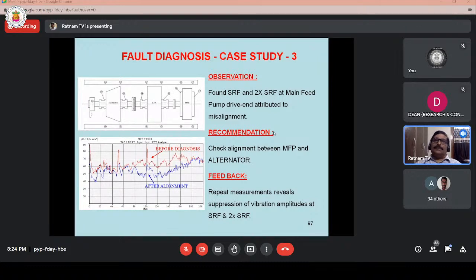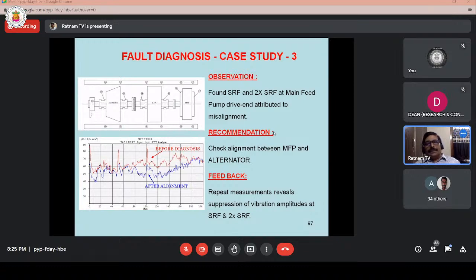Similarly we found the shaft rotational frequency and its second harmonic at the main pump drive end, attributed to 1x and 2x phenomena, attributed to misalignment. We also found the phase. When misalignment is there, a phase difference will also be found. Phase measurement is not depicted here. Based on this, we recommended alignment between the main feed pump and the alternator.